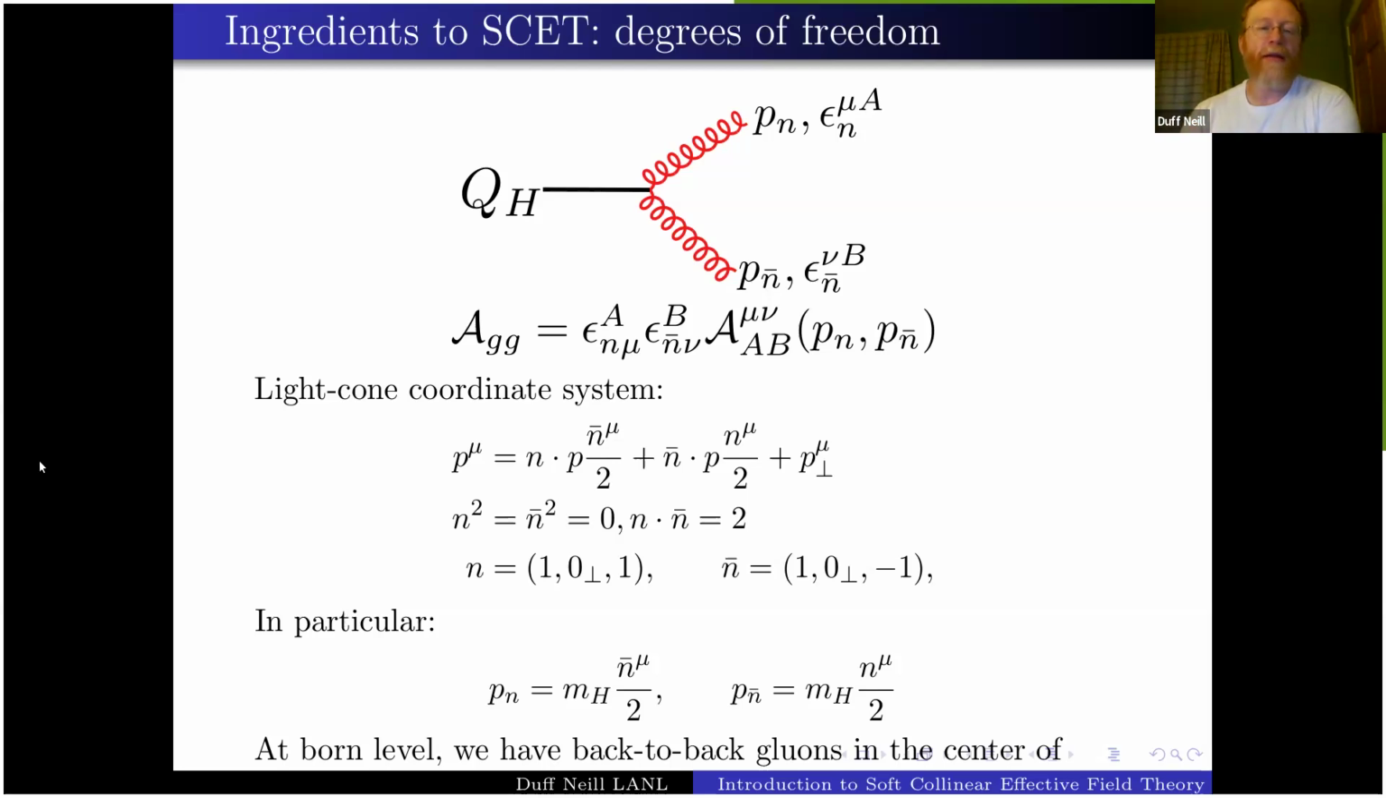And importantly, the relations that you need to know about these two light cone vectors is that they're going to square to 0, and if I dot them together, I'll get 2. And once you understand light cone coordinates, you've probably understood the most difficult part of SCET. So if you've never dealt with light cone coordinates before, I suggest you spend a lot of time decomposing vectors into light cone coordinates and understanding how that works.